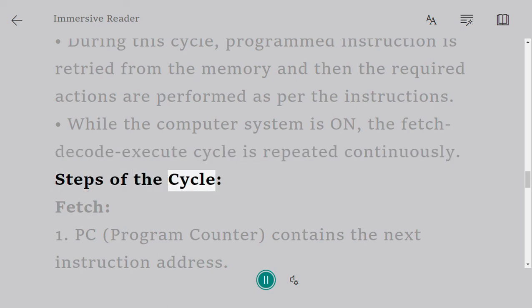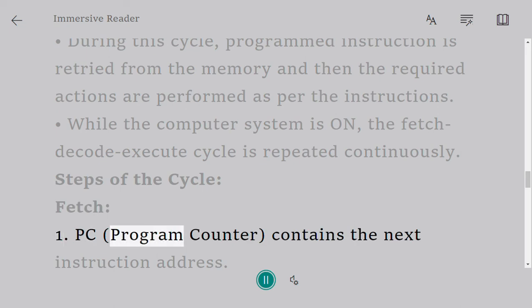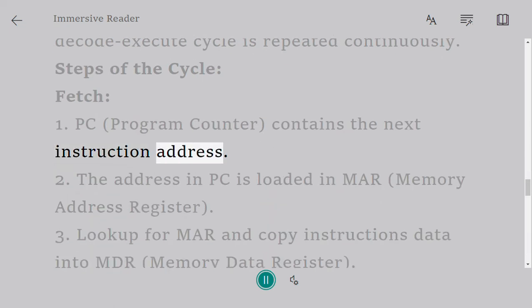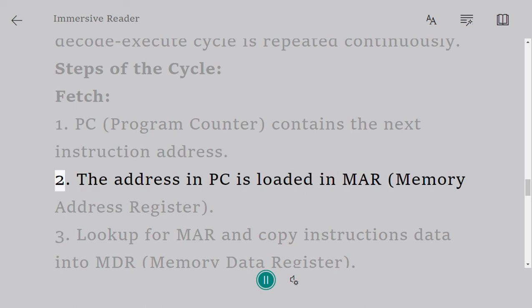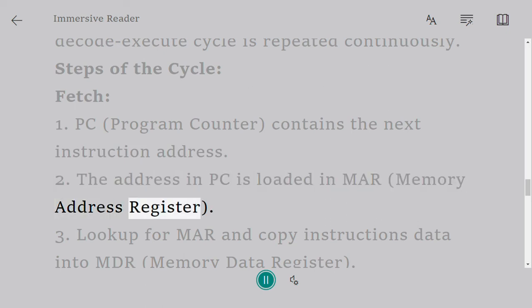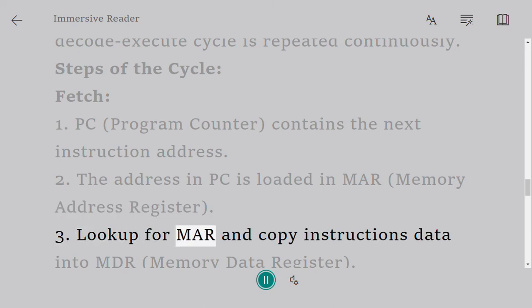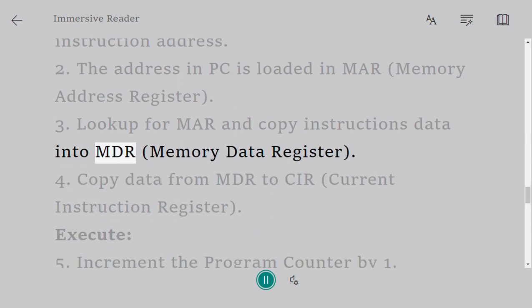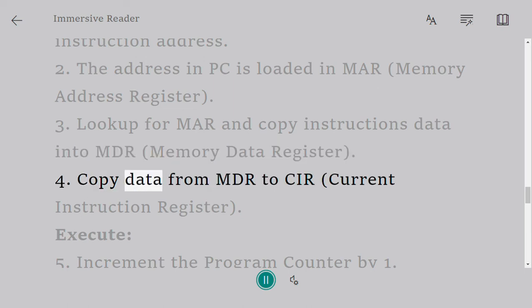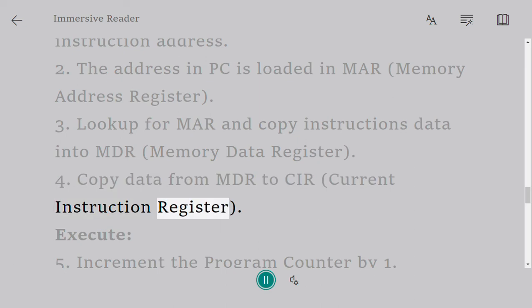Steps of the cycle. Fetch. 1. The PC, program counter, contains the next instruction address. 2. The address in the PC is loaded into the MAR, memory address register. 3. Look up the MAR and copy the instruction data into the MDR, memory data register. 4. Copy the data from the MDR to the CIR, current instruction register.